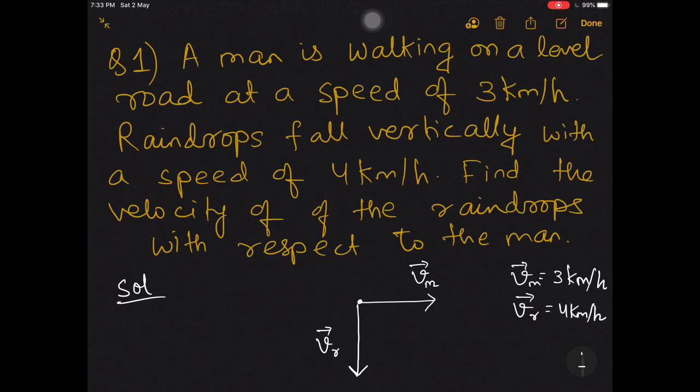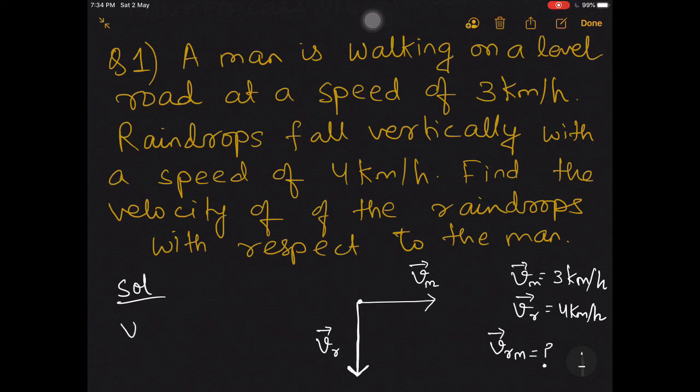Now mind here, I have drawn a longer arrow for raindrop velocity. Why? Because definitely 4 km per hour is greater as compared to 3 km per hour. Okay. Now find the velocity of the raindrop with respect to man. So we have to calculate the velocity of raindrop with respect to man. So I am writing one question mark.